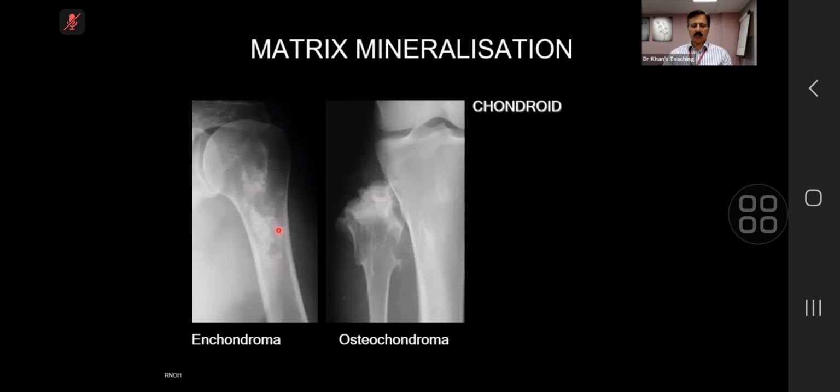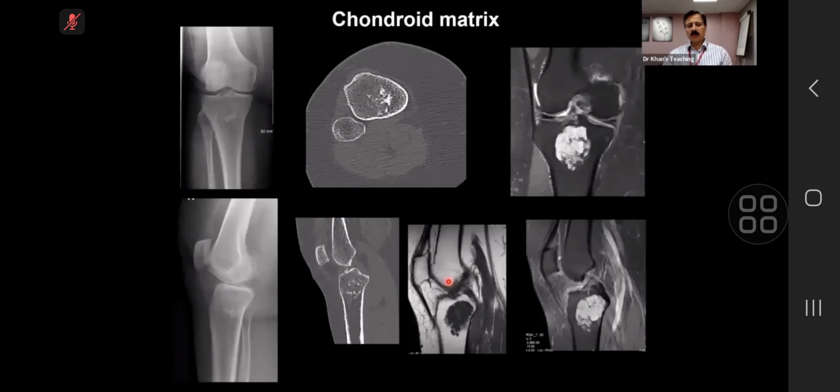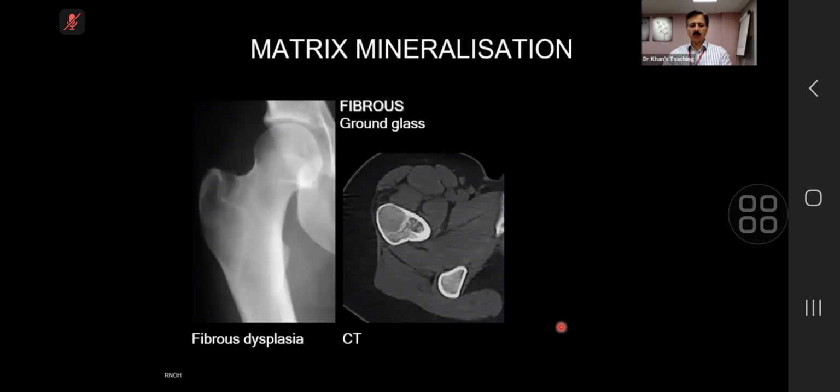So this is chondroid matrix. Chondroid matrix also here in an osteochondroma, where you can see all of this. On an MR, when you look inside a lesion, you can see this lobulated high signal on T2 weighted sequences. So this is important for you to remember: what is the MR signal of chondroid matrix? We will come back to these points when we do cases.